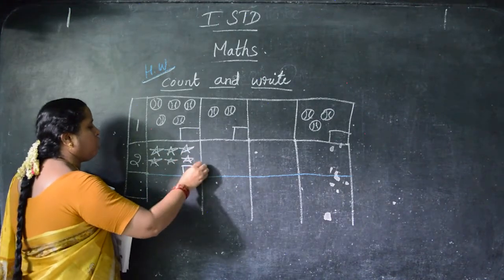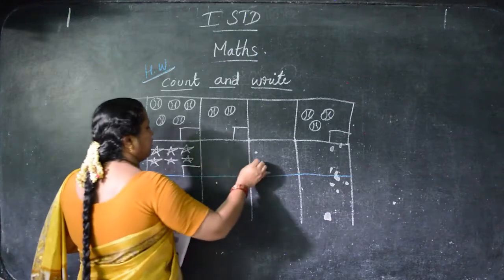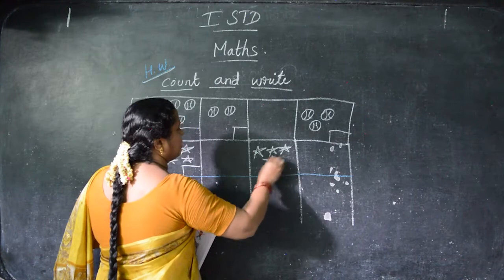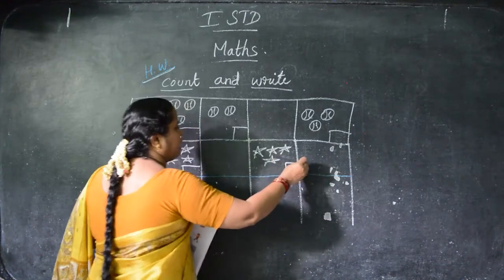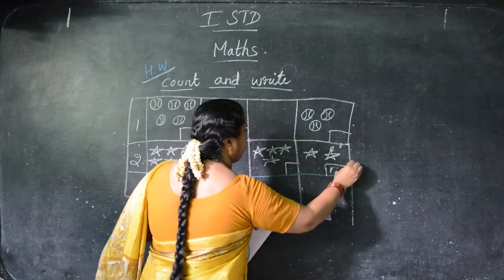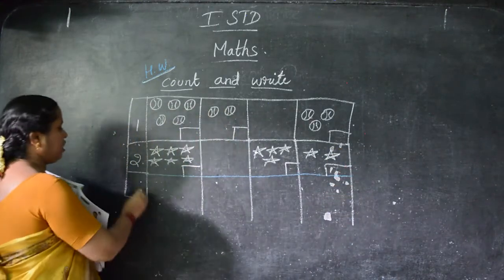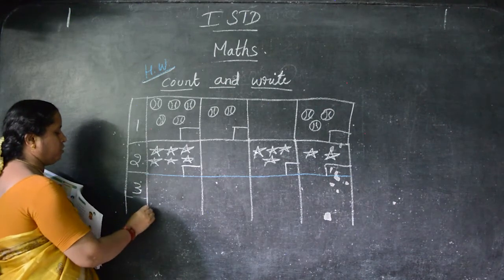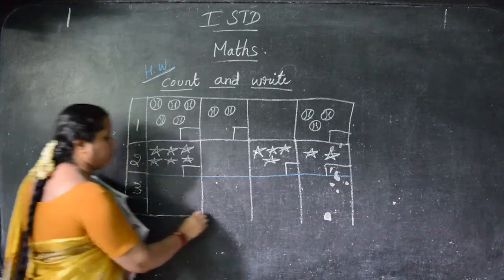You have to count the stars and write here. Okay, children? Here you have to write the number of stars. Here you have to write. This is homework for you, children. All take a note and write this one. This is homework for you.